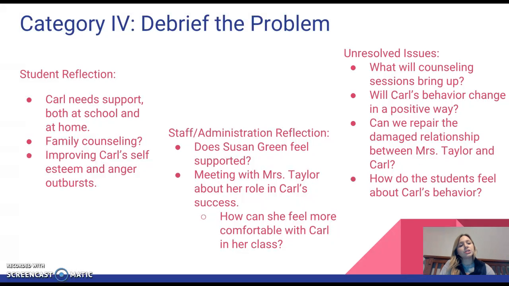And then unresolved issues. What will counseling sessions bring up? Will Carl's behavior change in a positive way? Can we repair the damaged relationship between Mrs. Taylor and Carl? And how do the students feel about Carl's behavior?